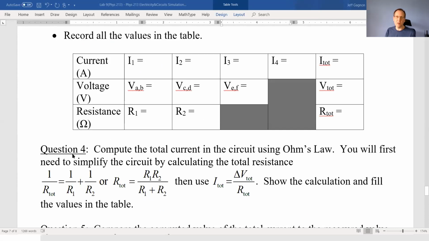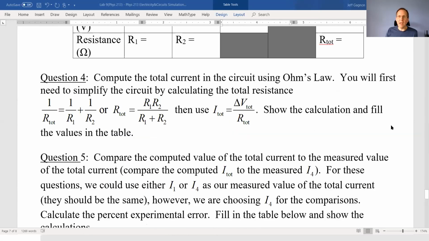I have that here in question 4. Compute the total current in the circuit using Ohm's law. First, you need to find R total. For the voltage drop, again, use just VAB, but these should all be the same anyway. Should be 9 volts. And then when you divide that, that'll give you your total current through the circuit. And then fill in all these values.